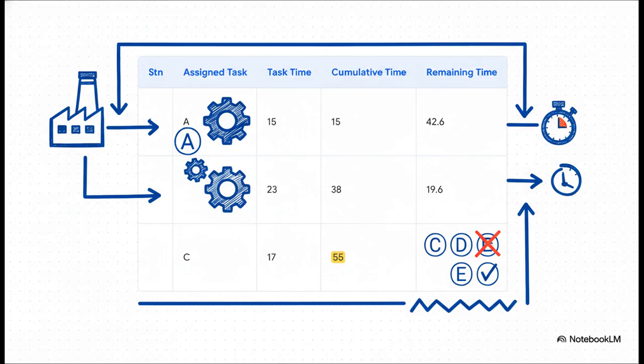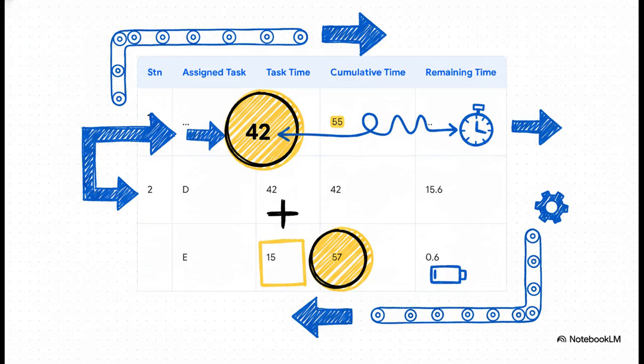But wait, task D takes 42 seconds. That's way too long. It won't fit. So our choice is between C and E. Following our longest task rule, we pick C, which is 17 seconds. That brings our station total to 55 seconds. We only have 2.6 seconds left, so we can't fit anything else. Station 1 is done. Let's move on to Station 2.